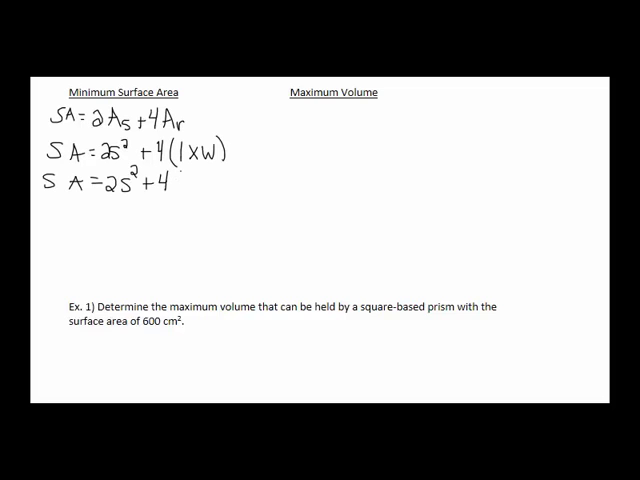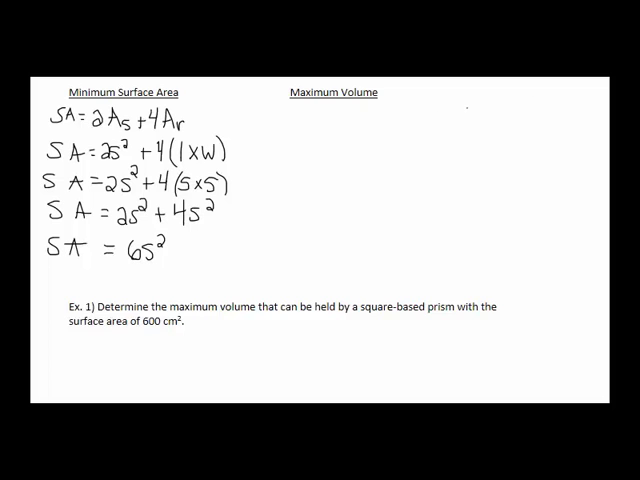Now here's where we plug in that restriction. So we learned before that the length has to equal the width, or the side has to equal the height. Let's plug that in. So instead of writing length times width, I'm going to write side length times side length, meaning they're the exact same length. And that becomes s squared. Now, because these are like terms, we can add them together to get the final optimum formula for surface area of a square-based prism, which is 6s squared.